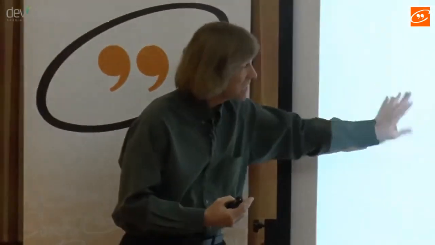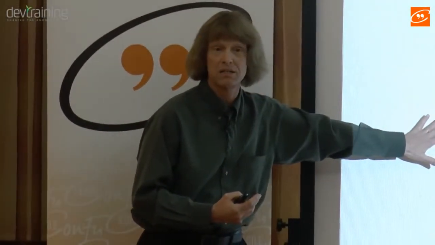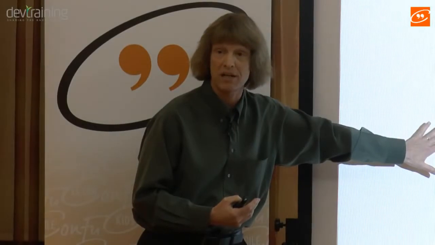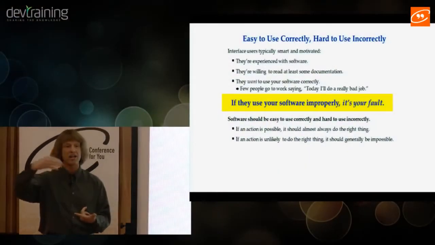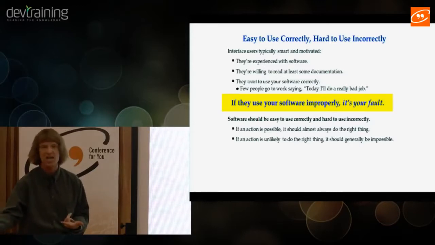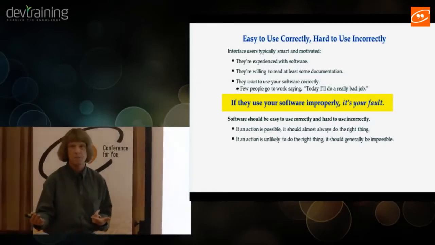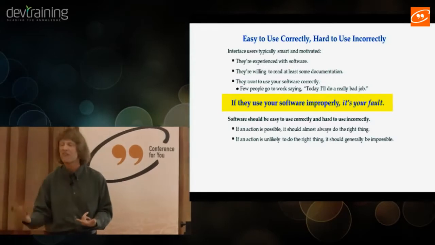What this means is that software should be designed and implemented to be easy to use correctly and hard to use incorrectly. That has some consequences. If an action is possible, either through an end user interface or through an API, it should do the right thing with very high likelihood.